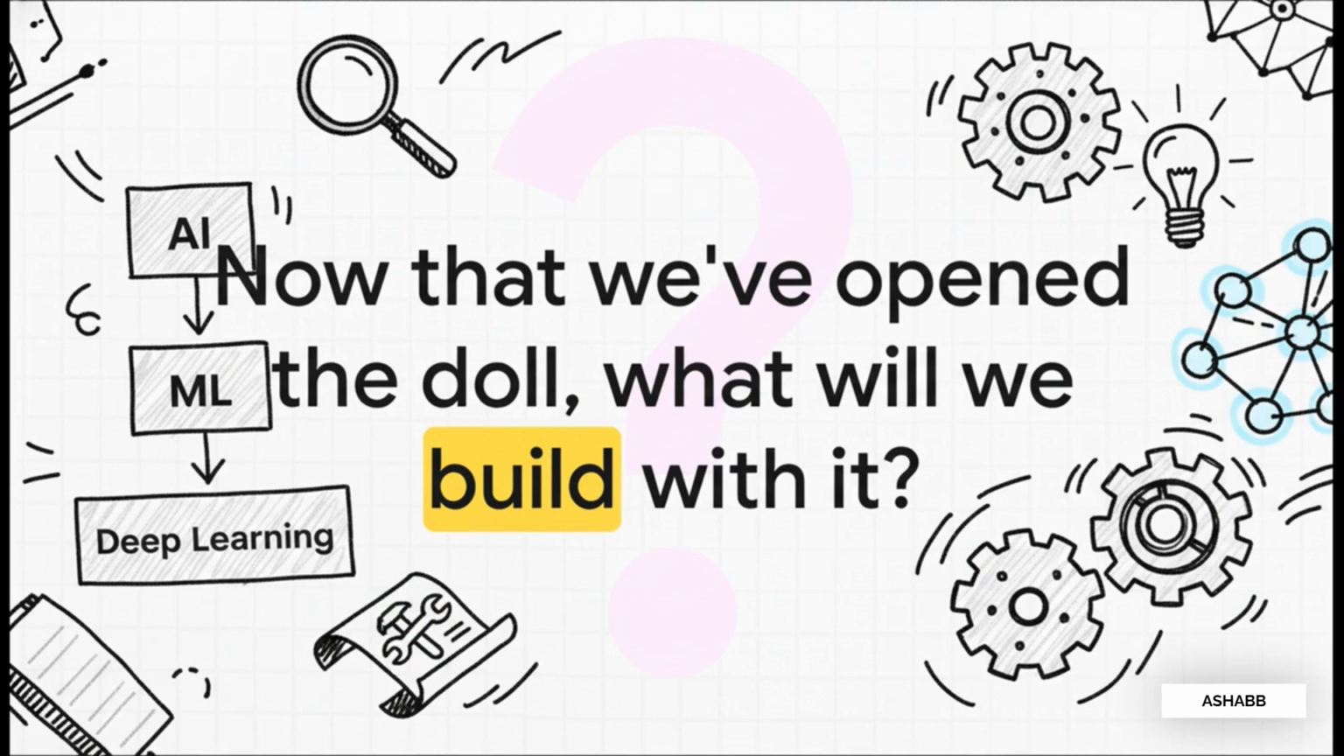So there you have it. We've opened the whole nesting doll, from the big idea of AI to the cleverness of machine learning, right down to the brain-like networks of deep learning at the core. The relationship is simple, but the potential is just staggering, which leaves us all with the most important question. Now that we understand how it all fits together, what are we going to build with it?